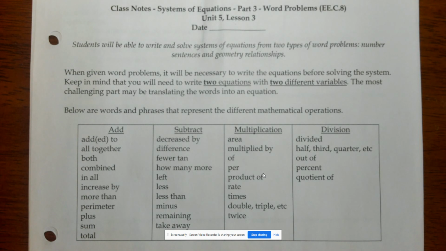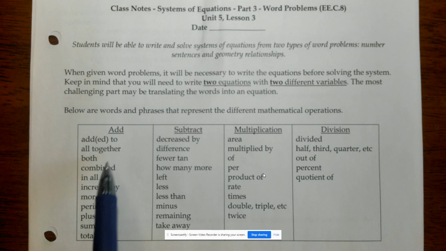Hey. So today, Unit 5, Lesson 3, we are talking about word problems with systems of equations. You'll notice there's this large bank of vocabulary words, and we talked about these in MSM2 as well. Words that typically mean a certain operation. So things like altogether, both, combined, well, those mean to add.